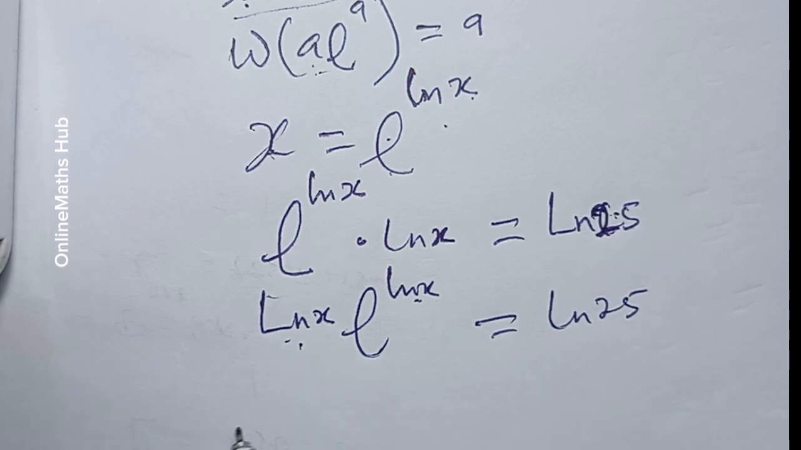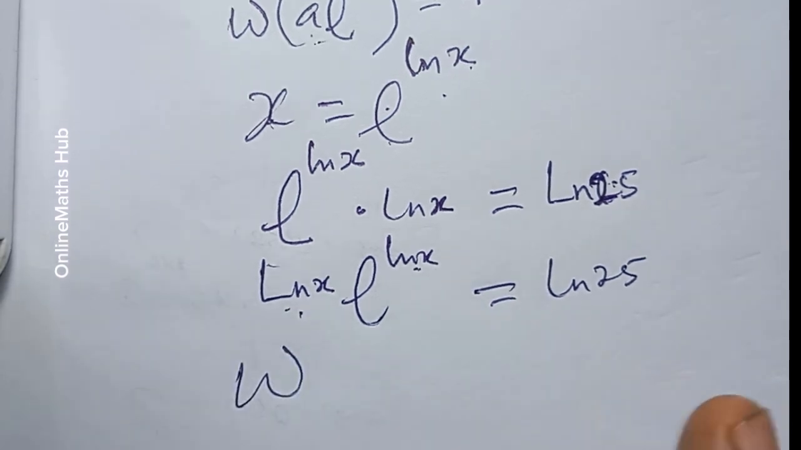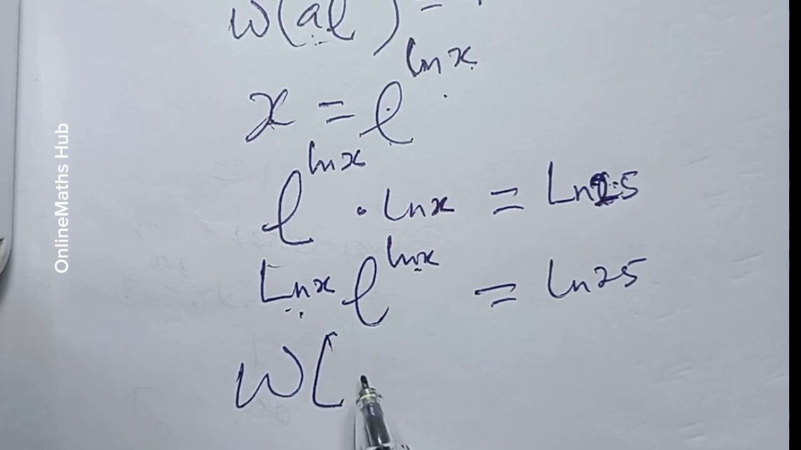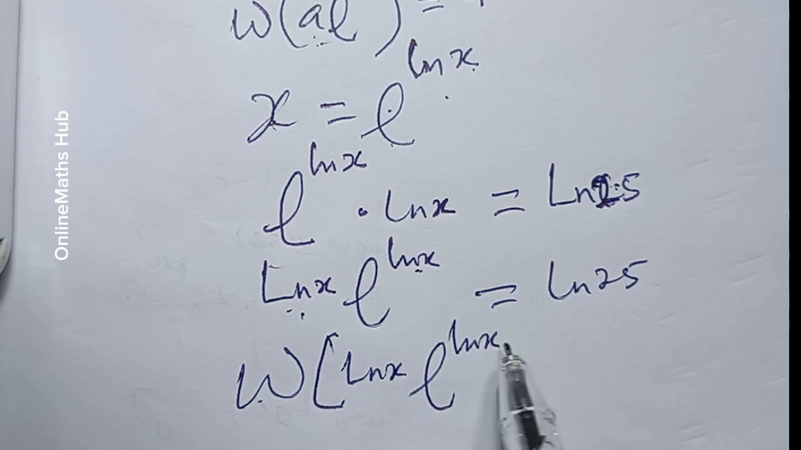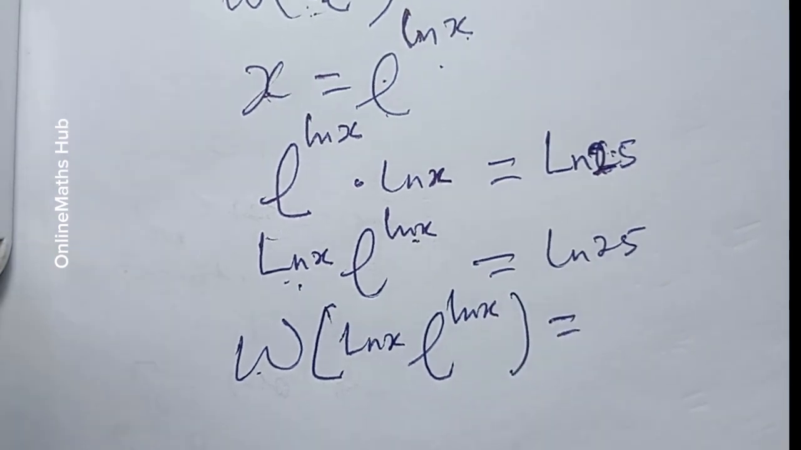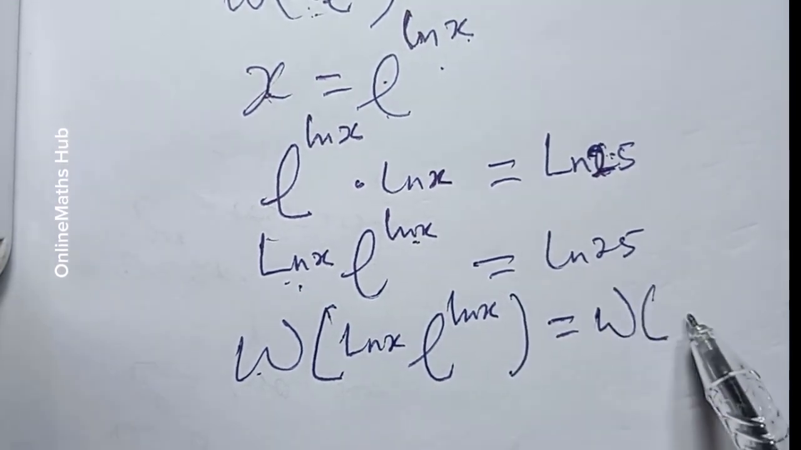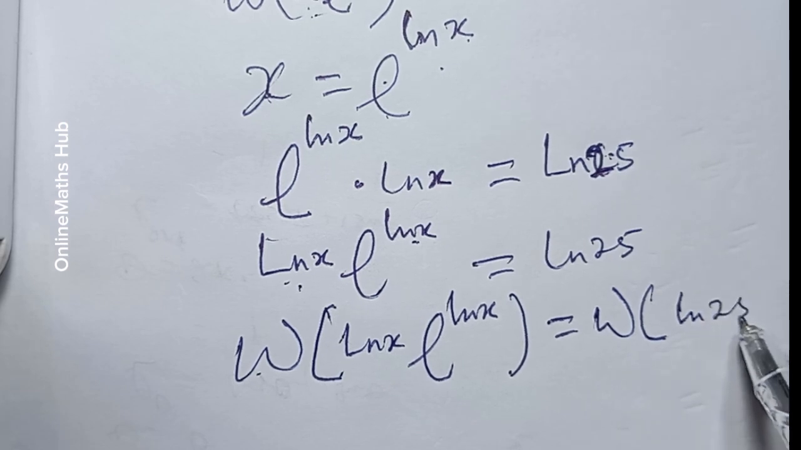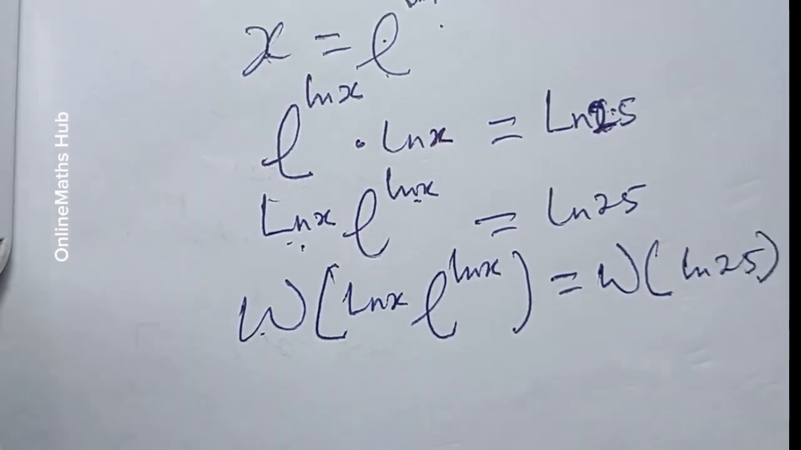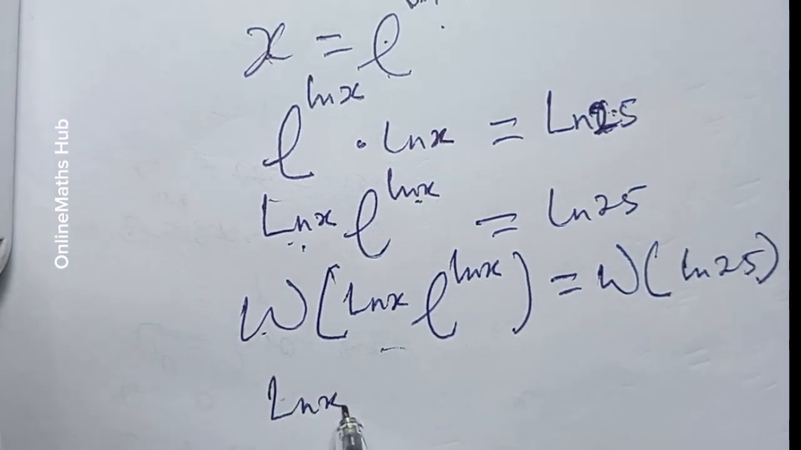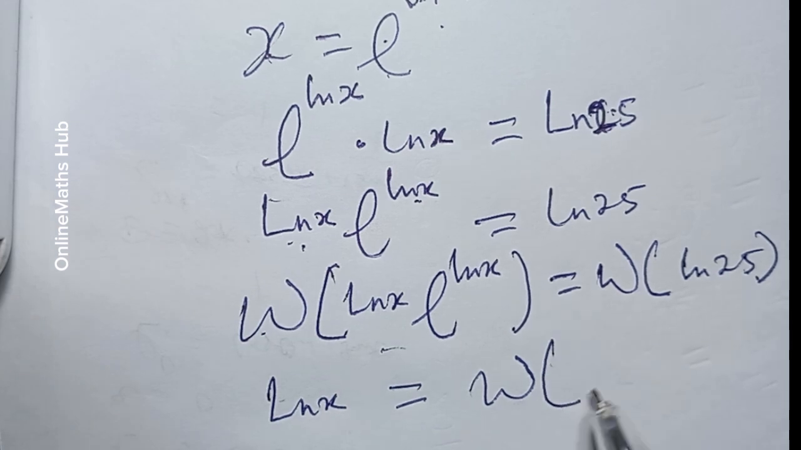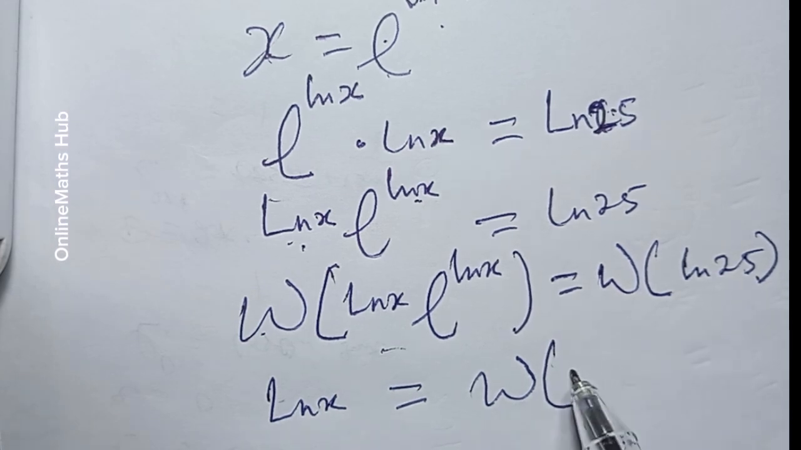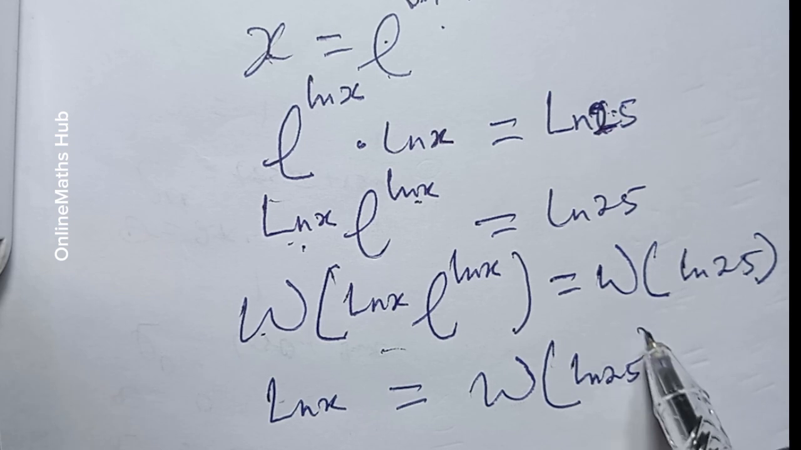Okay, so now I can go ahead to apply the Lambert W function. So I'm going to be having Lambert W function of natural log of x exponential natural log of x is equal to the Lambert W function of natural log of 25. Okay, and then of course this whole side is actually going to collapse to natural log of x is equal to what we have at the right hand side. So this is Lambert W function of natural log of 25.